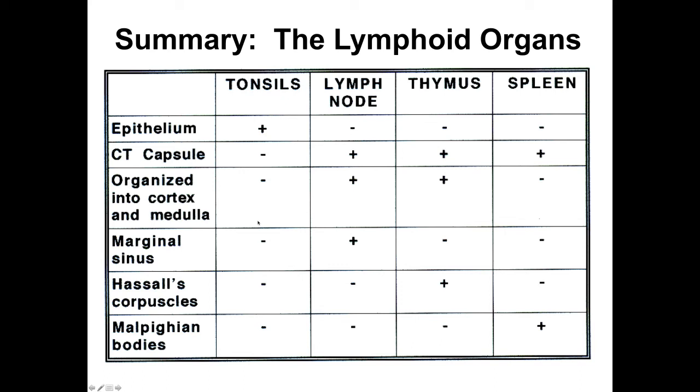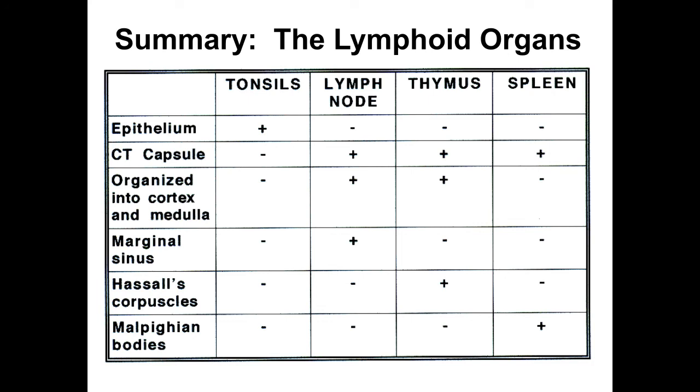If you look at the organs that are organized into a cortex and a medulla, well, lymph nodes and thymus are organized with a cortex and medulla. The thymus has these very distinct diagnostic structures called the Hassall's corpuscles. Lymph nodes have a marginal or subcapsular sinus, which helps them to stand out. The spleen has these very characteristic white pulp bodies or Malpighian bodies. We will show you in the laboratory actually that you can hold the spleen glass slide just up to the light and look at it with your naked eye, and you can see the splenic nodules.